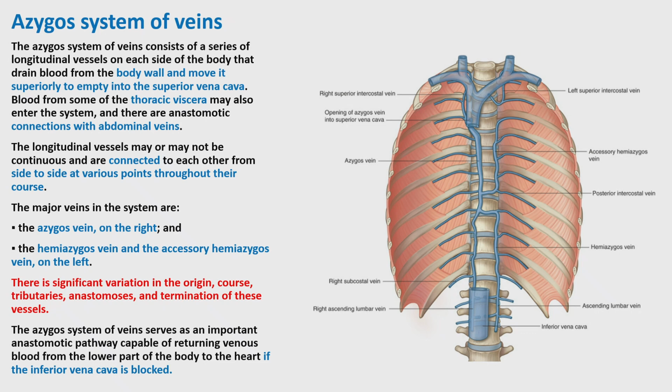This azygos system is composed of three main veins. On the right side, we have the azygos vein, which drains directly to the superior vena cava. On the left side, in the upper part, we have the accessory hemiazygos vein, and in the lower portion, we have the hemiazygos vein.